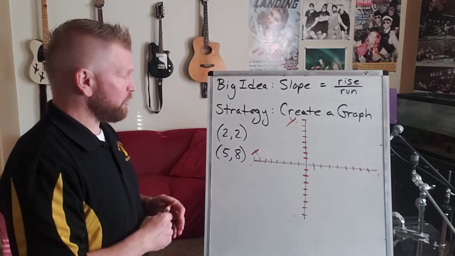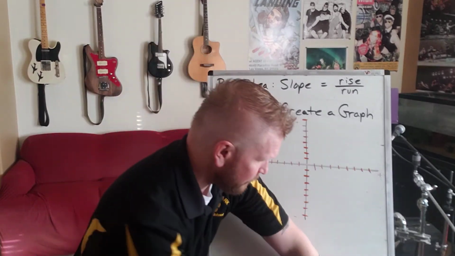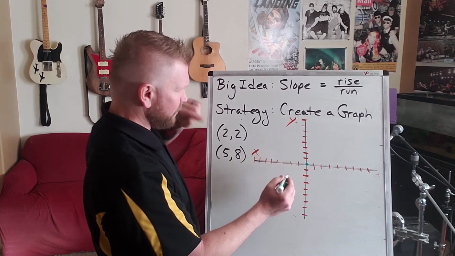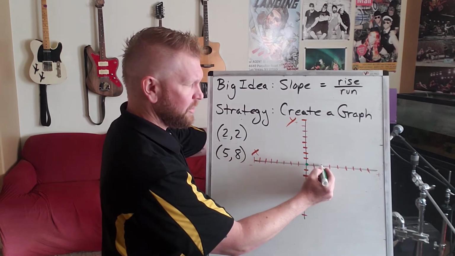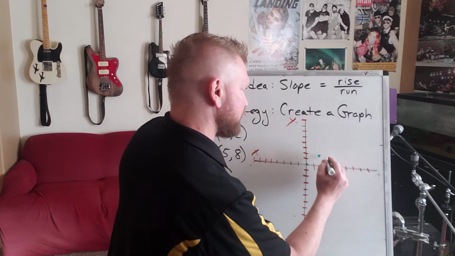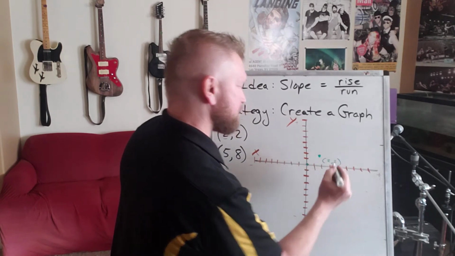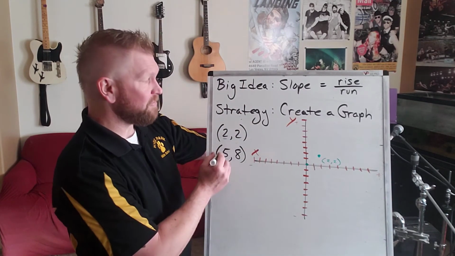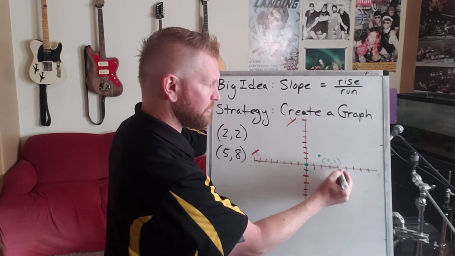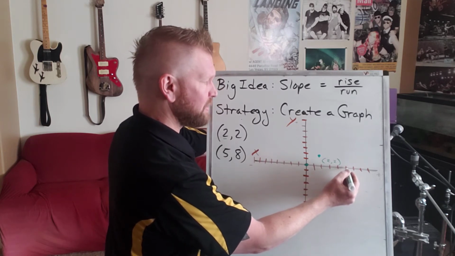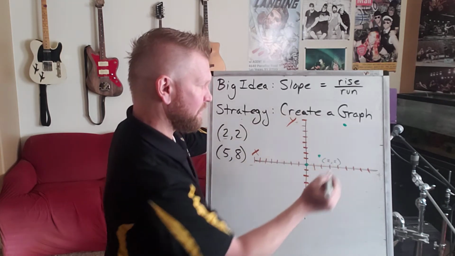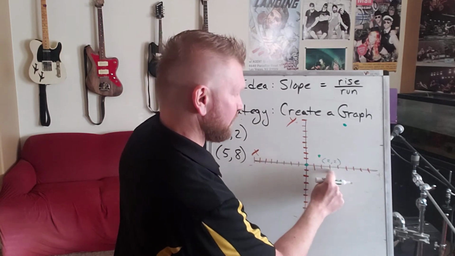All right, so let's graph these points. We have to graph the point 2, 2. Starting at the middle point called the origin, the first 2 tells us to go to the right 2. The second 2 tells us to go up 2. So this point right there is 2, 2. Now we've got to graph the point 5, 8. Starting at the origin, we're going to count this way 5: 1, 2, 3, 4, 5. We'll count up 8: 1, 2, 3, 4, 5, 6, 7, 8. And that is 5, 8.